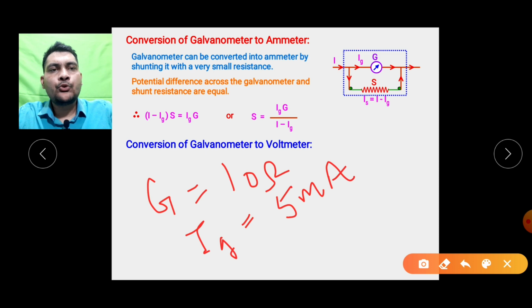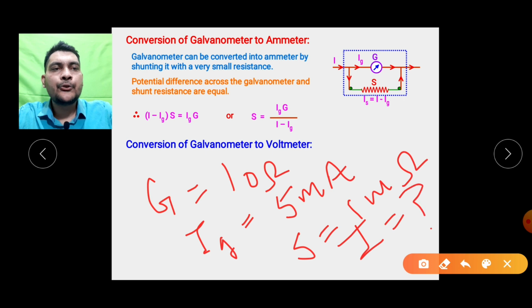And you want to use it as an ammeter, and you connected a shunt resistance of 1 milliohm in parallel to the galvanometer. Then find how much current you can measure using this arrangement. So you have a galvanometer of resistance 10 ohm. It gives full scale deflection for 5 milliampere current, and you connected 1 milliohm in parallel with the galvanometer. Now find out how much maximum current you can measure using this arrangement.